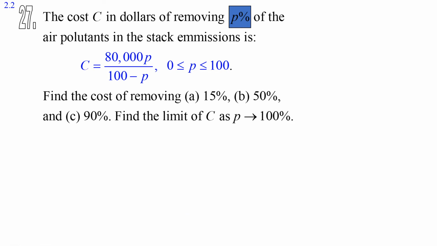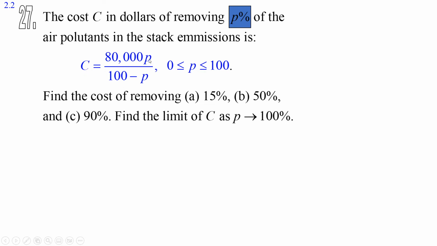Oh, look at this. The cost C in dollars of removing P% of the air pollutants in the stack emissions is C equals 80,000 P over 100 minus P, and P is in the closed interval from 0 to 100. Find the cost of removing 15%, 50%, and 90% of those emissions, and then find the limit of C as P approaches 100%.